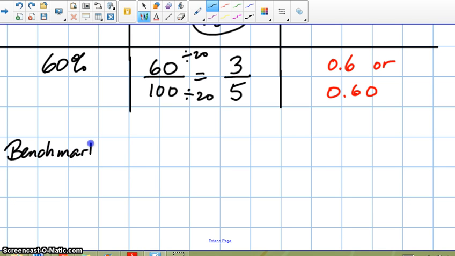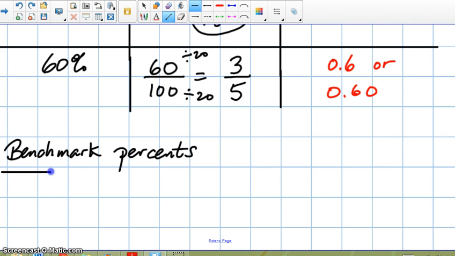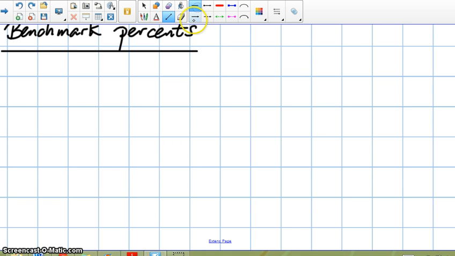What do I mean by benchmark percents? These are percents that can help you figure out how to estimate a percent that a fraction would be closest to. Also, in real life, these benchmark percents are important for estimating, especially when you're trying to figure out the discount, how much you're saving, what percent something is of a number. So what I'd like you to do is copy down this number line here.